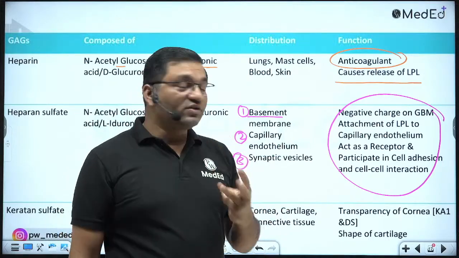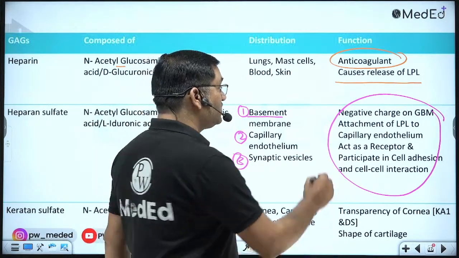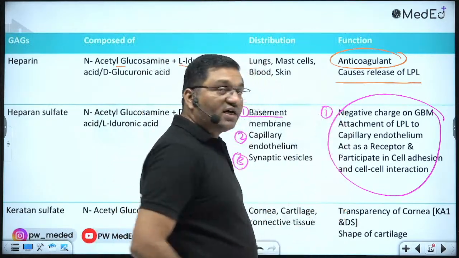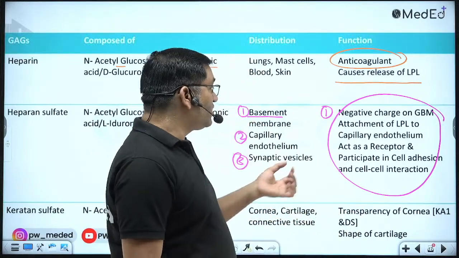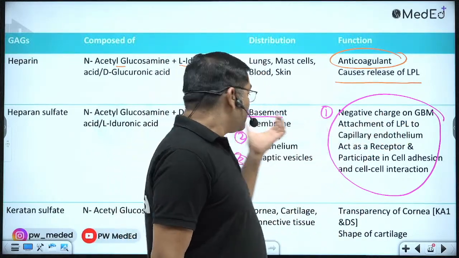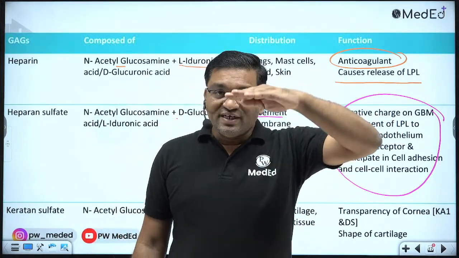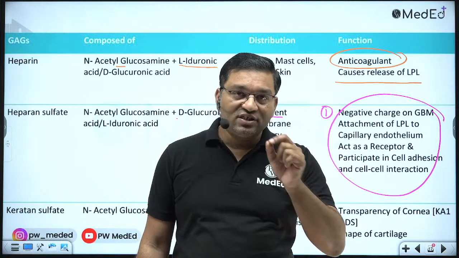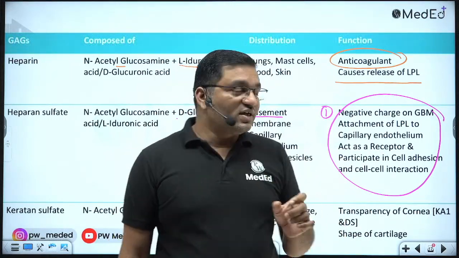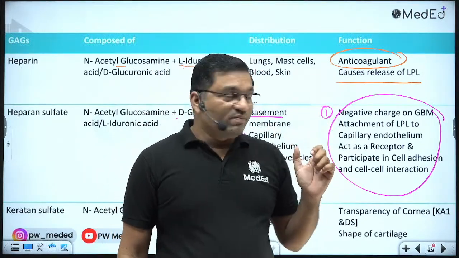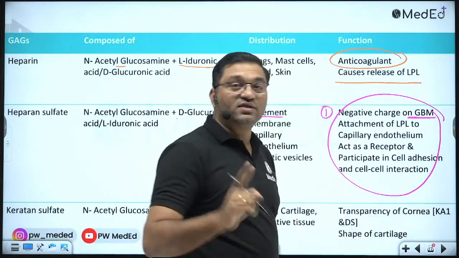Three important functions of this heparan sulfate. The first one is the negative charge: the charge selective barrier of the glomerular basement membrane is because of the negative charge of heparan sulfate. You know that albumin does not cross the glomerular filtration barrier because it is negatively charged. So charge selectiveness of the glomerular basement membrane is because of heparan sulfate.